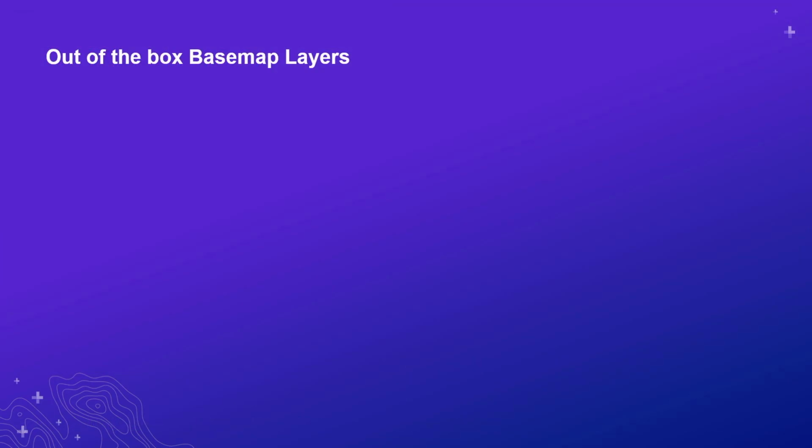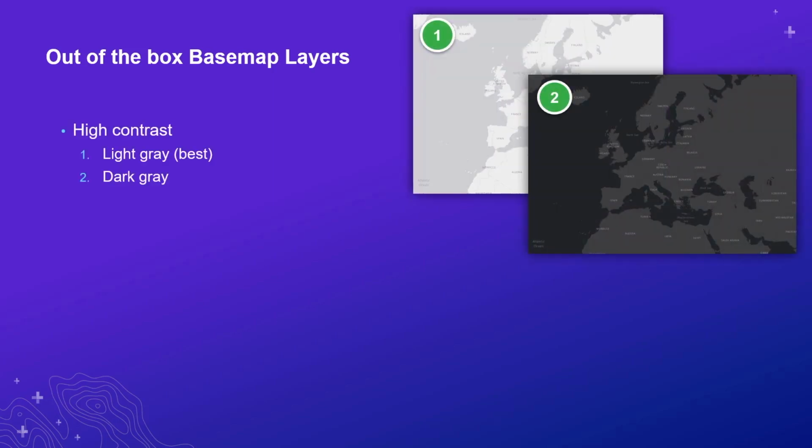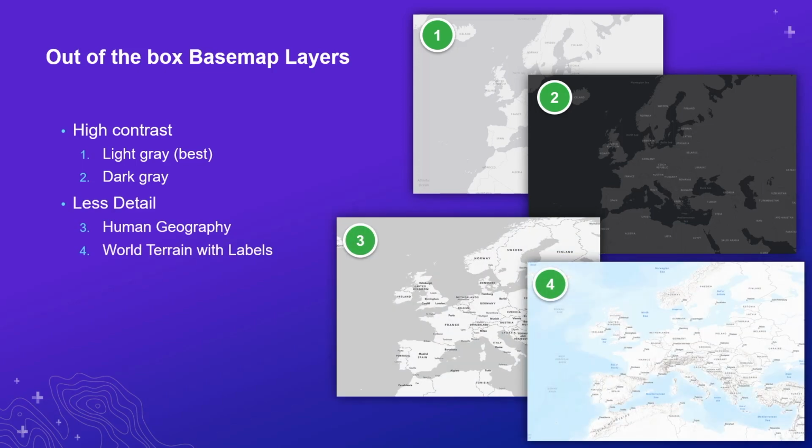So last but not least, I want to talk about Basemap layers. That's a question that we get many times. Are there any accessible Basemap layers out there? Is there anything that Esri can provide? And the short answer is yes. There are a couple. The most obvious are the high contrast ones, like the light gray and the dark gray Basemap layers, and the Basemap layers that have less detail, like the human geography or the world terrain with labels. And all the way at the end, I will show you a slide with all the links. So don't worry, I got you covered. You will find them once you need them.